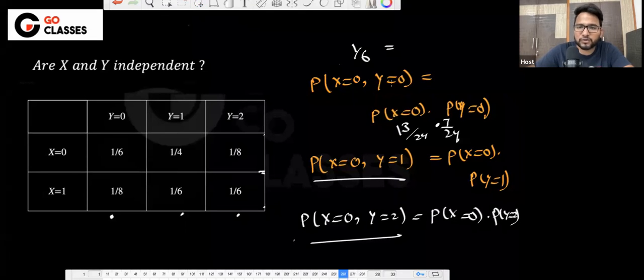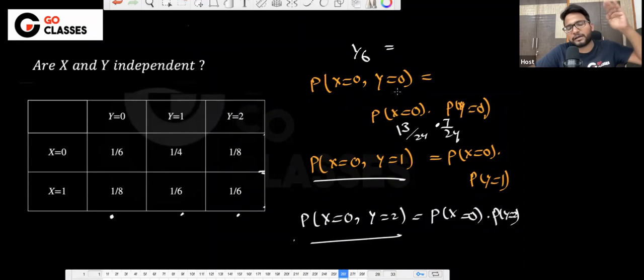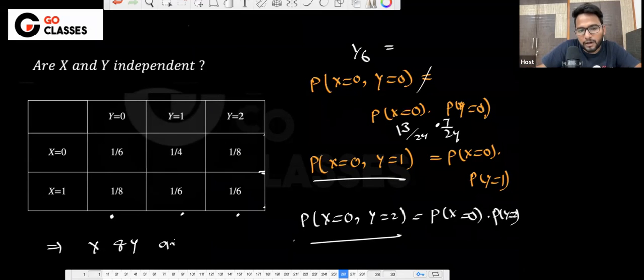Since these two are not equal, it is failing. To say they are not independent, it has to fail at just one of them. If it is not failing for any of them, you will say they are independent. If it is failing here, then you will say they are dependent. So you will say X and Y are dependent variables. Why? Because this is not equal to this. One counterexample is enough. You will say X and Y are dependent variables.